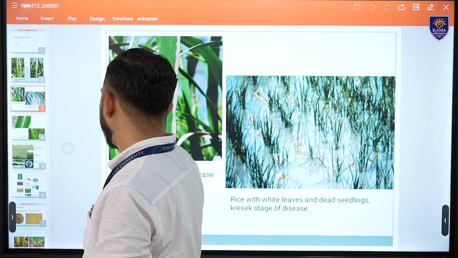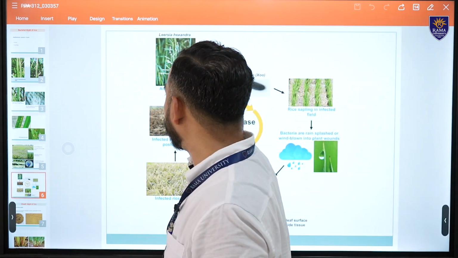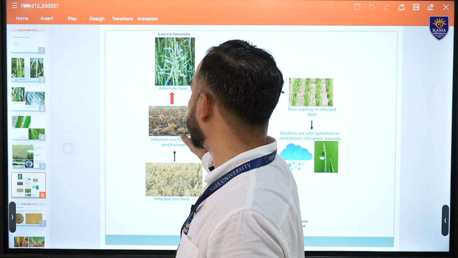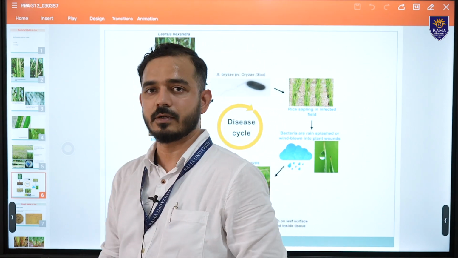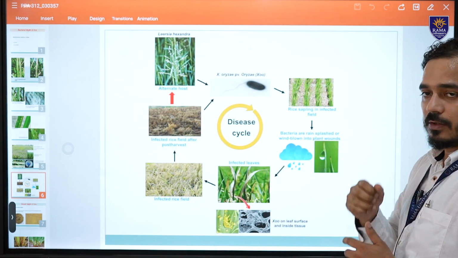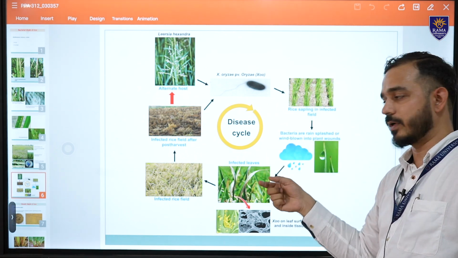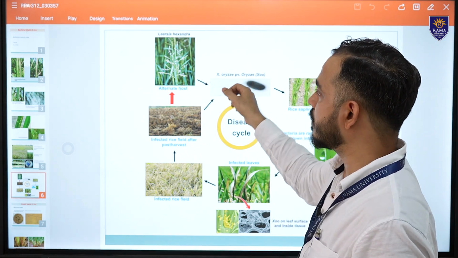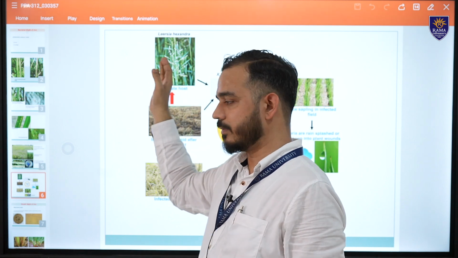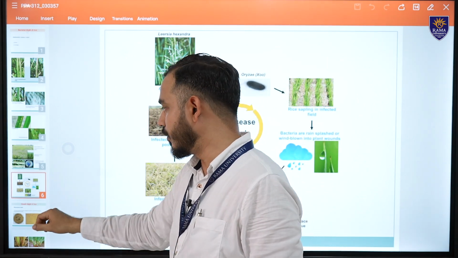So in summary, the disease is spread through rain splash or wind-borne air, and it will enter the plants through natural openings, and it is also reported to survive on many alternate hosts.